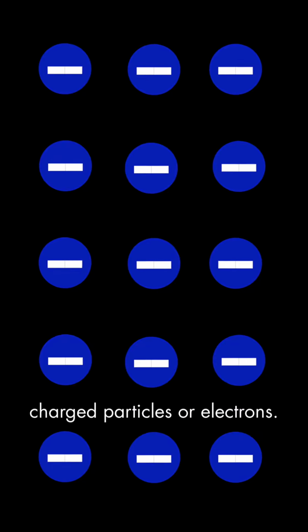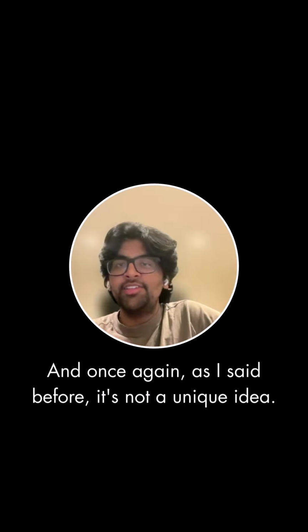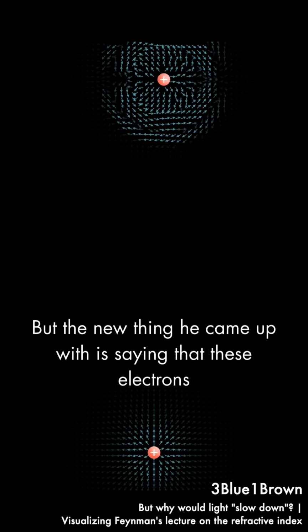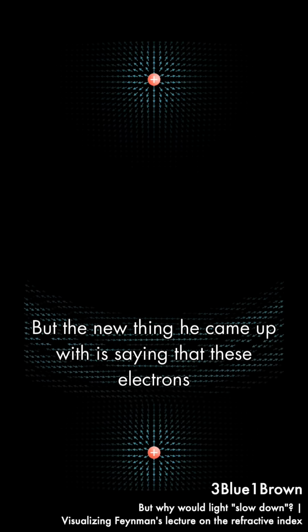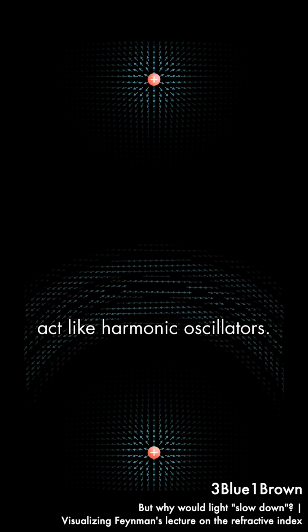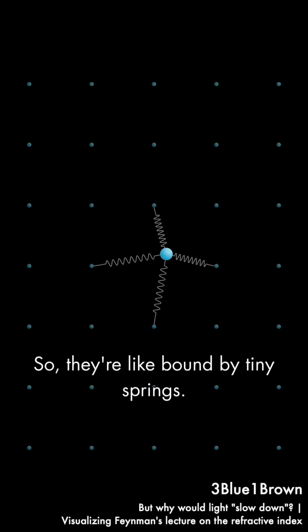In his theory, he basically postulates that all of matter is made of charged particles, or electrons. And once again, as I said before, it's not a unique idea. But the new thing he came up with is saying that these electrons act like harmonic oscillators. So they're bound by tiny springs.